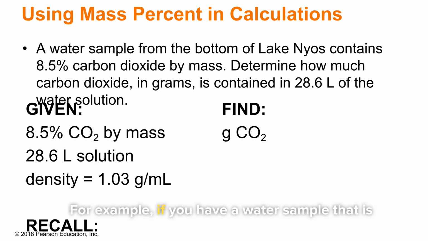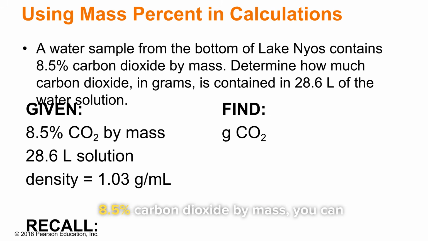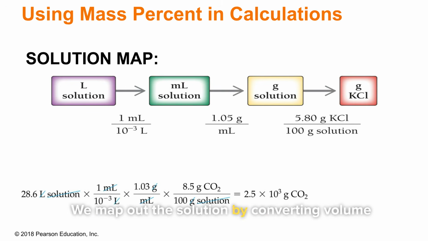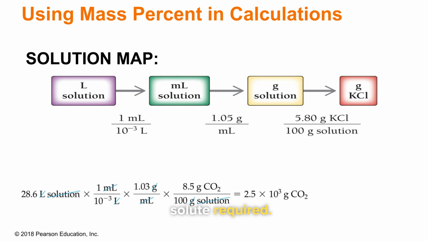For example, if you have a water sample that is 8.5% carbon dioxide by mass, you can determine the amount of CO2 in 28.6 liters of solution by using the solution's density to find the total mass. We map out the solution by converting volume to mass using density, and then using the mass percent conversion factor to find the grams of solute required.